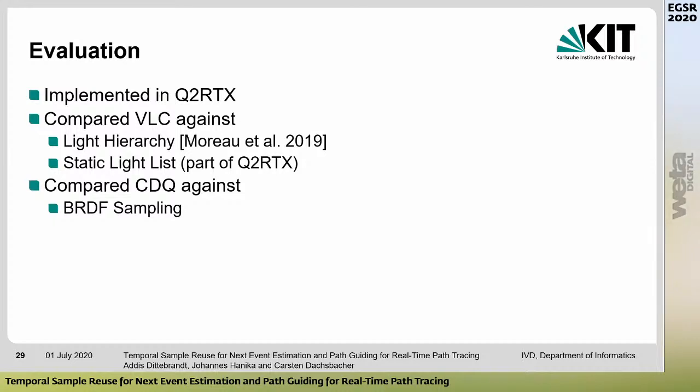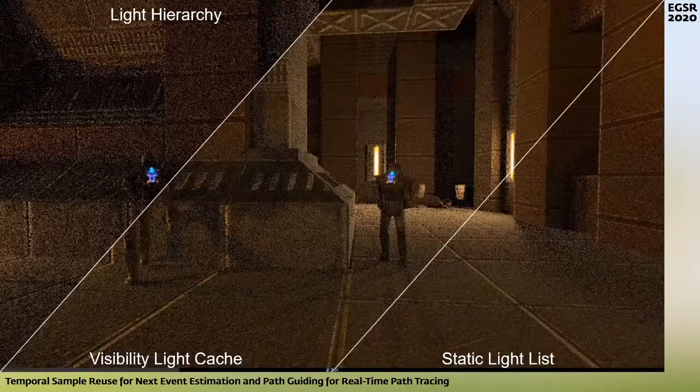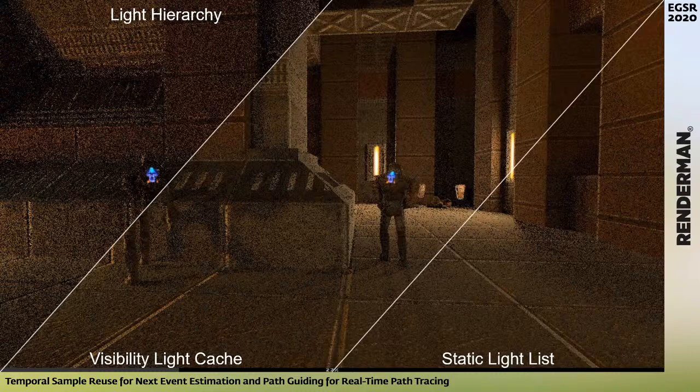The CDQ is compared only against BRDF sampling for lack of different techniques that execute in real time. But of course, we now start to see other techniques surfacing. So comparisons in this regard would be quite interesting, actually. But yes, we will only show an example comparison of our light sampling techniques of the visibility light cache against the light hierarchy and static light lists. Here we see an instance where the visibility light cache is on par with the static light list approach, but much better than the light hierarchies.